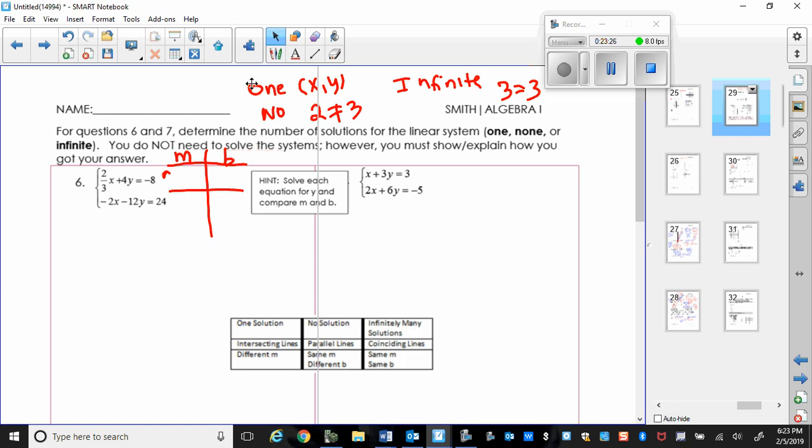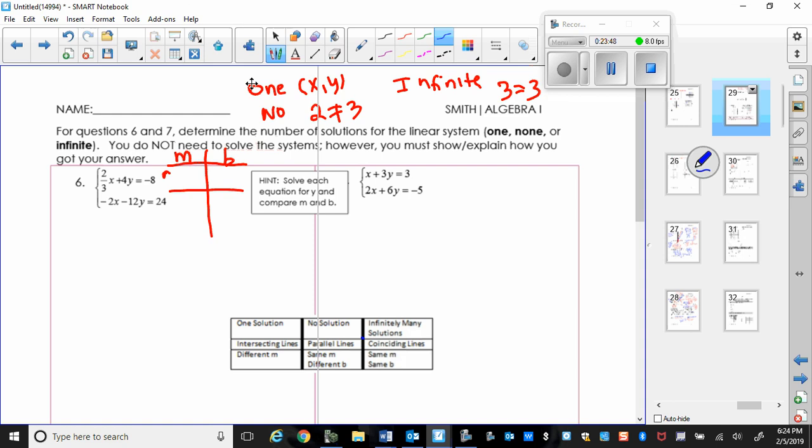Now, let's check what we have down here. If the slopes are different, if the numbers for the slopes are different, we have one solution. If the slopes are the same, but y-intercepts are different, we have parallel lines. We have no solutions, right? So at the bottom, we're going to indicate what type of equations we have here.